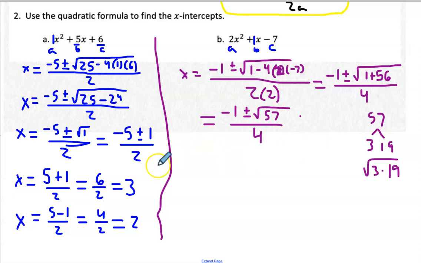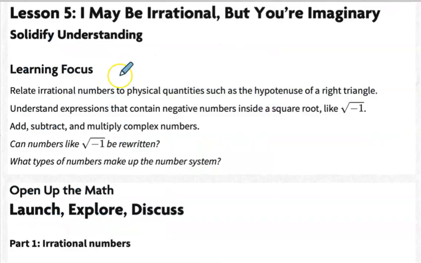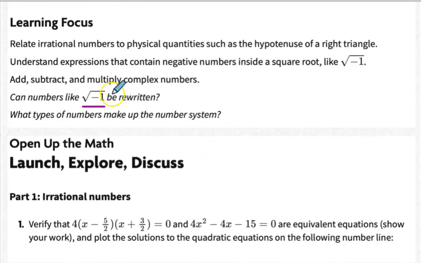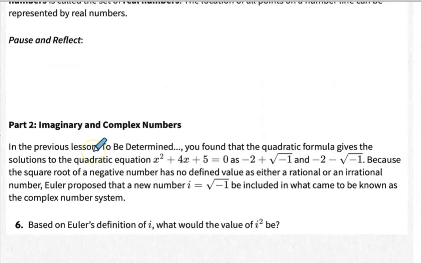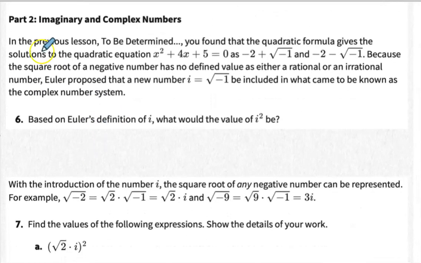Okay, next page here. So getting into the meat of lesson 5. So we are going to be working a lot with the square root of -1 today. So let's jump to page 67 is what I want to look at. So where it says part 2, imaginary and complex numbers.